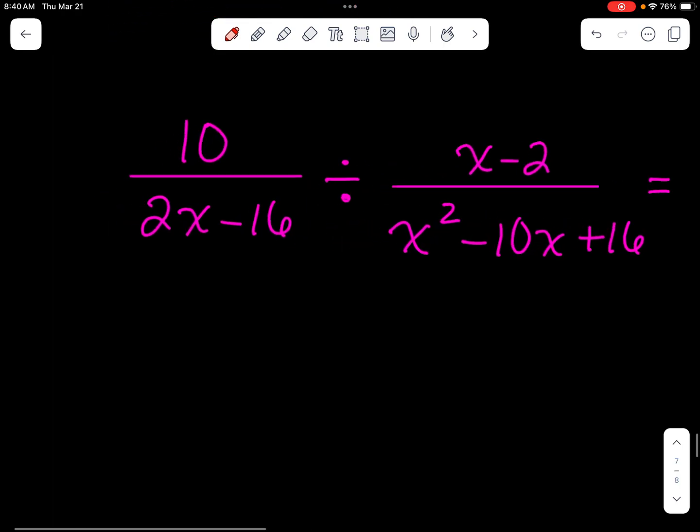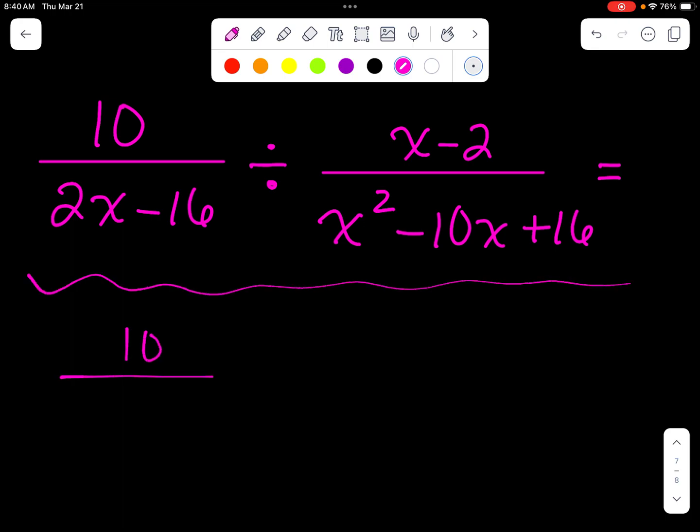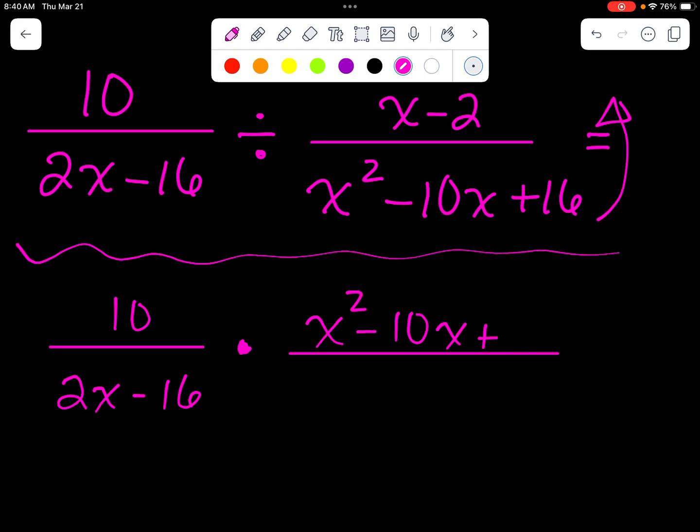We're going to look at one more problem here. We are going to apply the keep it, change it, flip it method. Let me erase that there. Okay. Keep the first fraction. So we keep it. Change it to multiplication. When you change it to multiplication, that allows us to use the reciprocal. That means flip that last fraction upside down. X squared minus 10x plus 16 goes on top. X minus 2 goes on bottom.